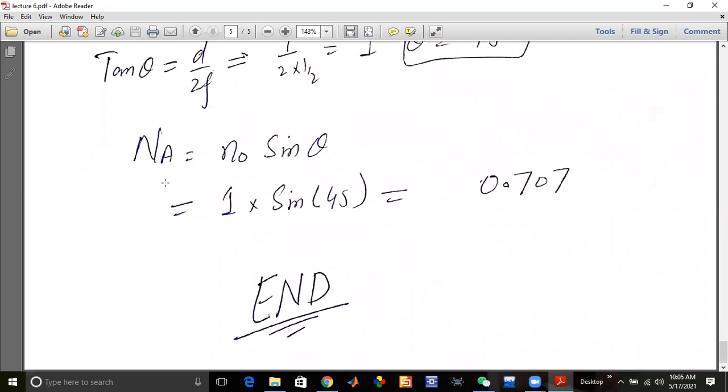And what is the numerical aperture? So NA is equal to n naught sine theta, as this is air. In the case of air, you will write n naught equal to 1 and sine 45. So this is 0.707. This is the numerical aperture of the photodetector.